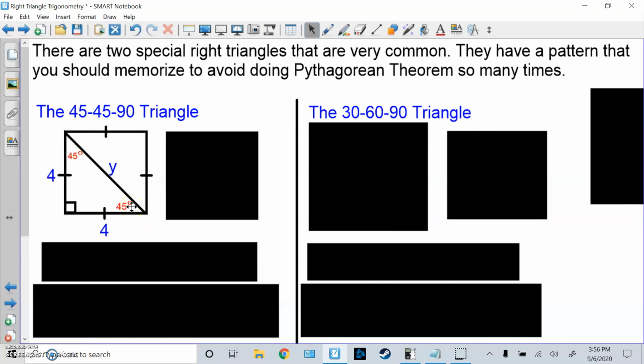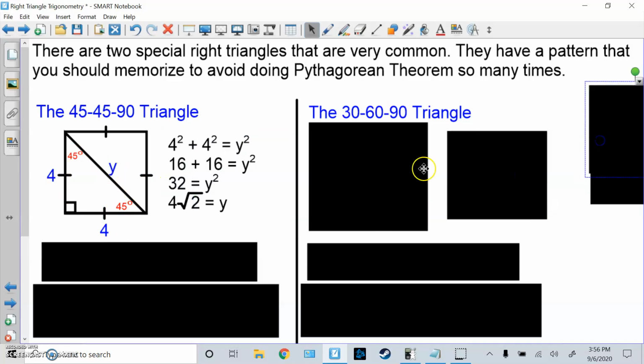This is isosceles. So remember, if you have two equal angles, you have two equal sides. So this side is paired to this one. This angle is paired to this side. Since the angles are the same, the sides are the same. Anyways, we're going to try to find the hypotenuse. So here's the formula. I labeled it A, B, C. Filled it out. My answer for y was 4 square root 2.